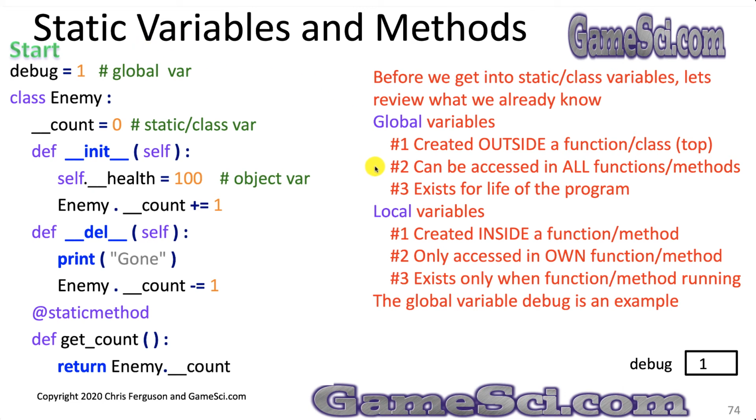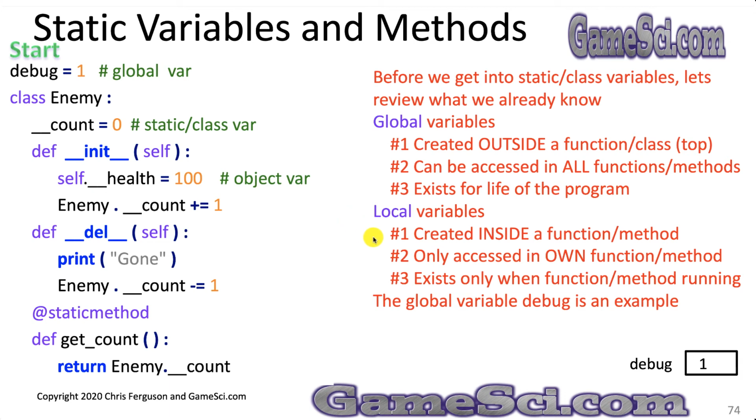Number two, globals can be accessed in all functions and methods. This allows full access inside of functions and inside of classes. You can get access to a global variable. And number three, it exists for the life of the program. I already allocated and drew the debug variable on the screen because debug is created as soon as you run this program. Now, globals are different than local variables.